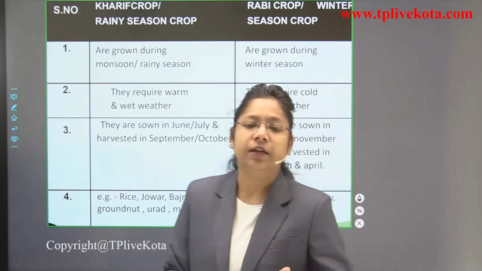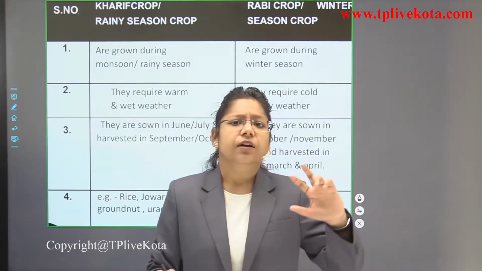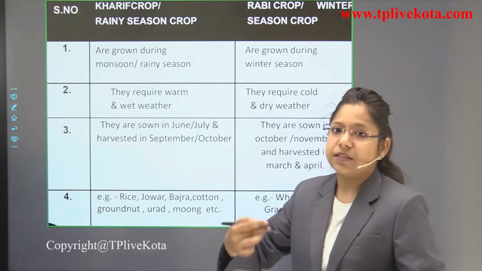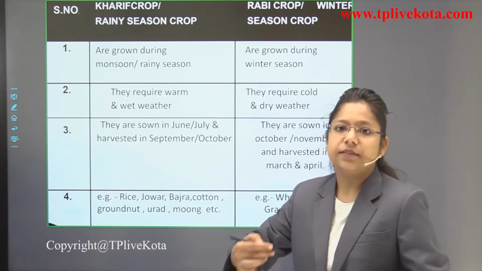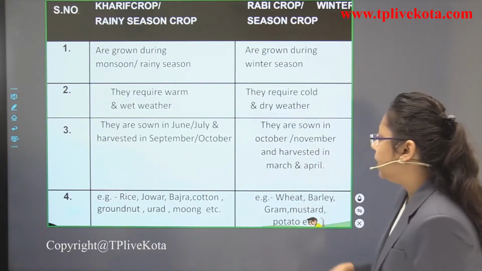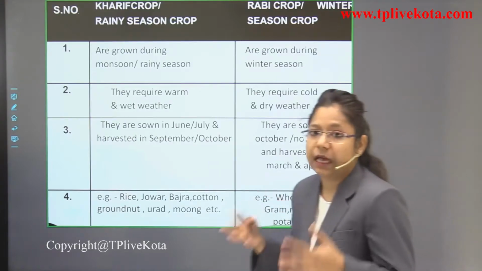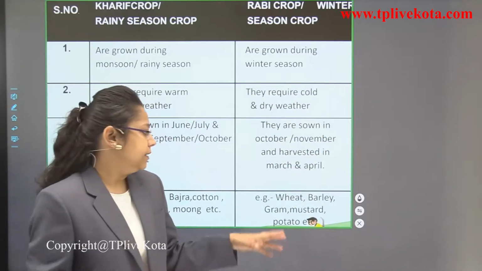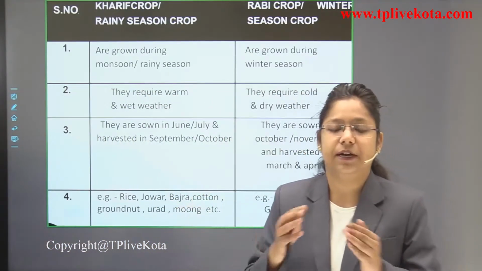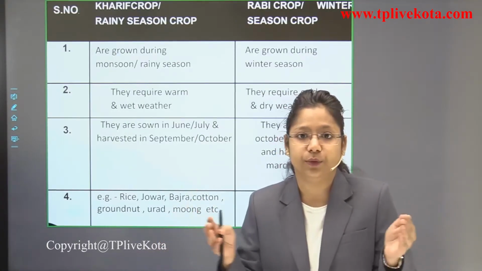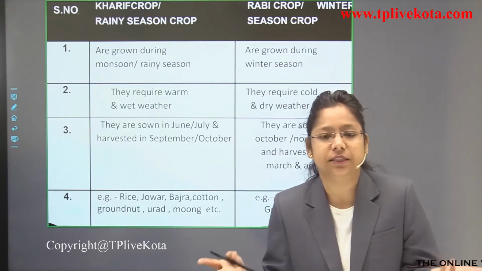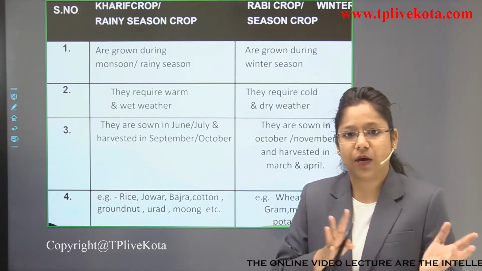So they are sown in October and November, meaning when the winter arrives, and before the summer arrives, they are harvested. So they are harvested during March and April. And the last point, the examples, the basic thing which you should learn: wheat, barley, gram, mustard, and potato. Wheat, barley, gram, mustard, and potato are the crops which are grown during the Rabi season, Rabi crops. We can see it as the Rabi season also because the winter season is counted as Rabi crop.